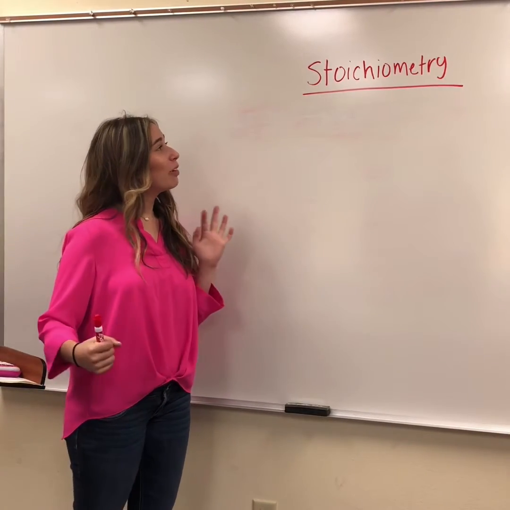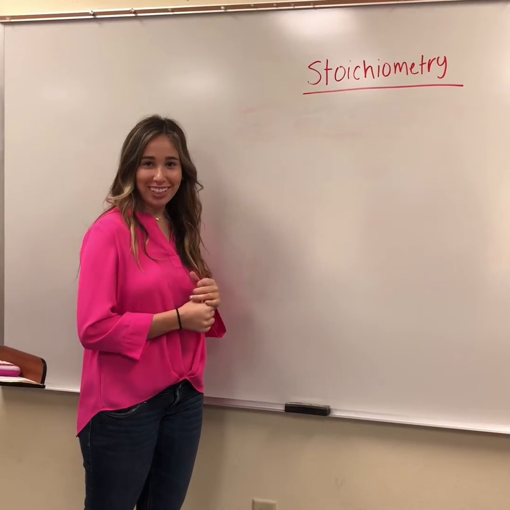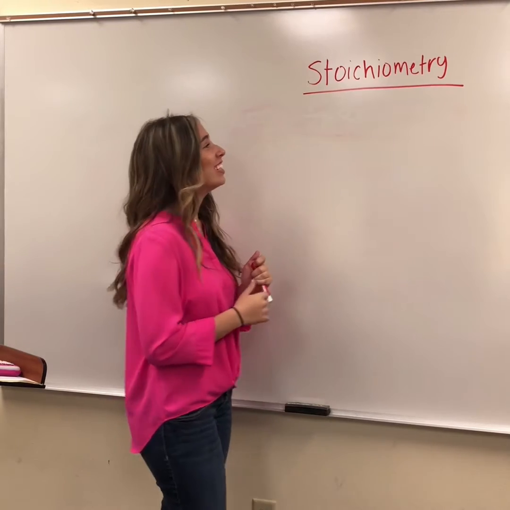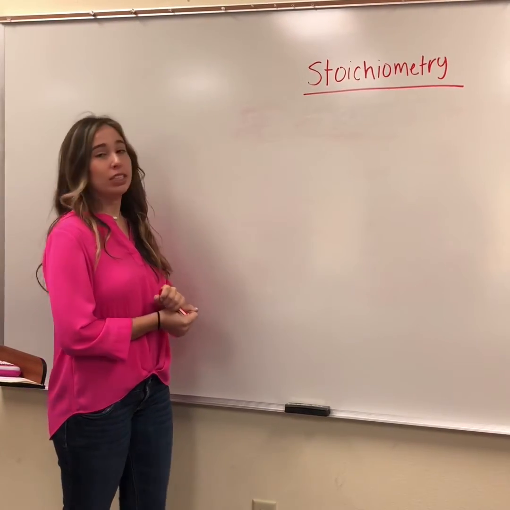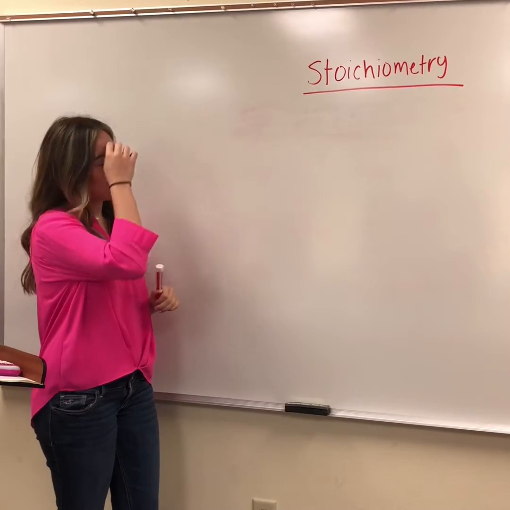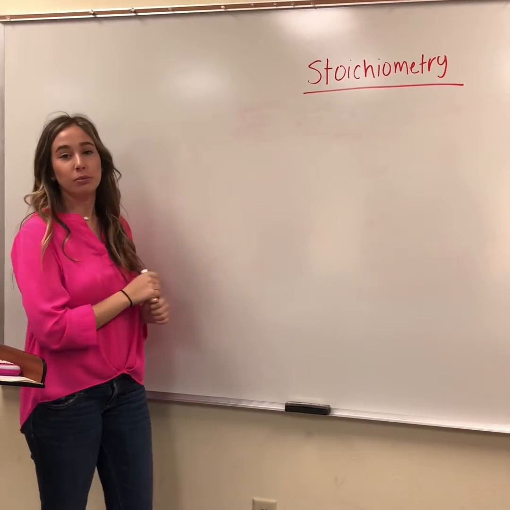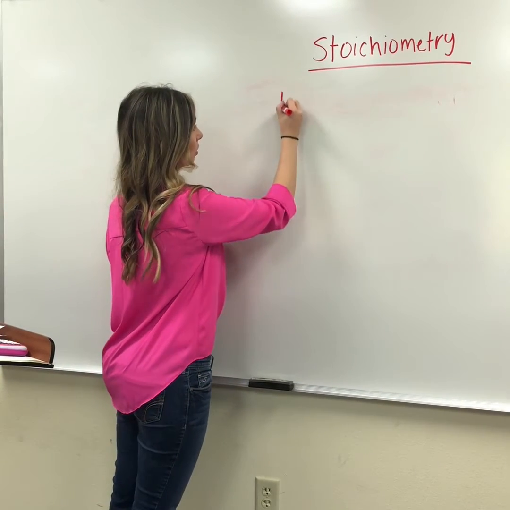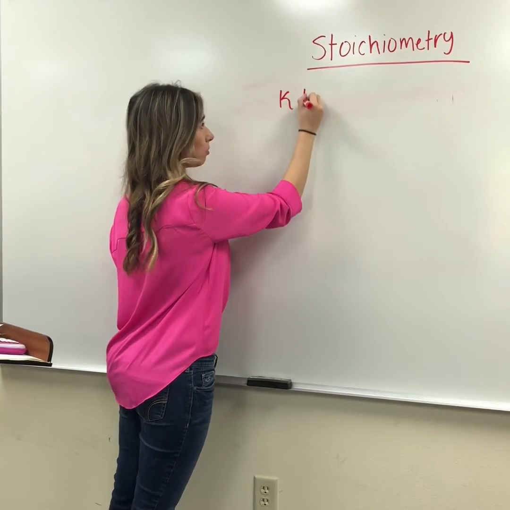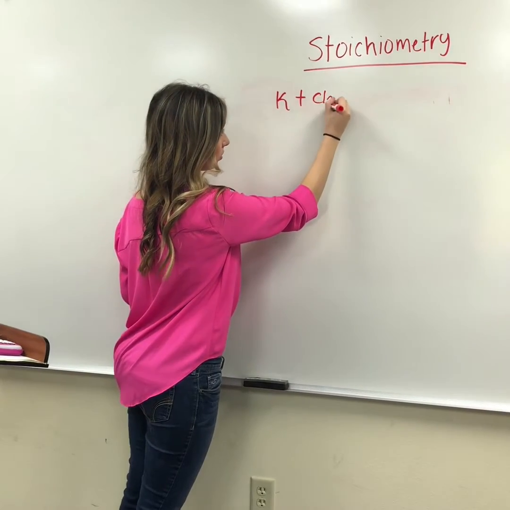Okay, so today we're going to be doing stoichiometry. Stoichiometry is basically just multiple ratios using dimensional analysis, so canceling out your top and your bottom terms. So we have potassium plus chlorine.